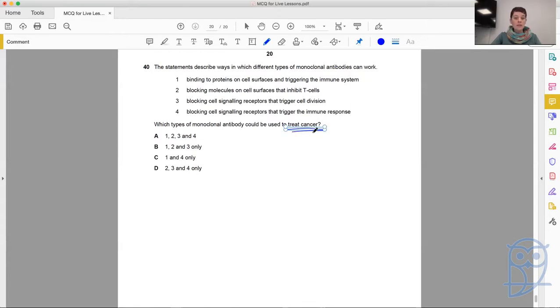So in the context of cancer, would we want to be able to bind to proteins on cell surfaces and trigger the immune system? Yes, because then we could have our immune system actually attack those cancer cells. Would we want to block molecules on surfaces that inhibit T cells? Absolutely, we want to, because we want to stop them inhibiting. We want the T cells to work.